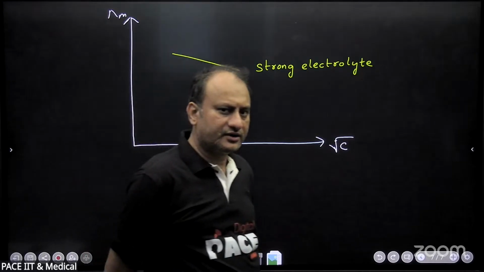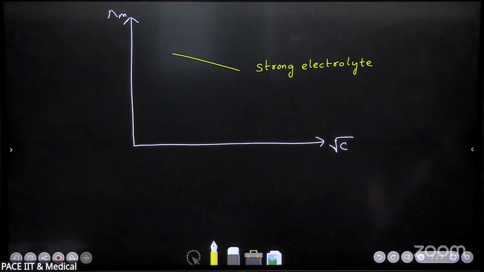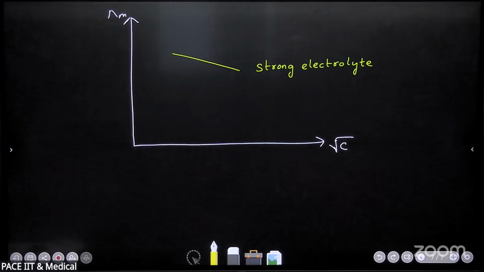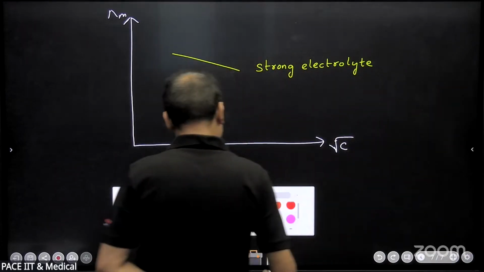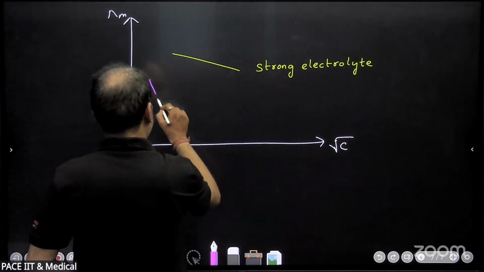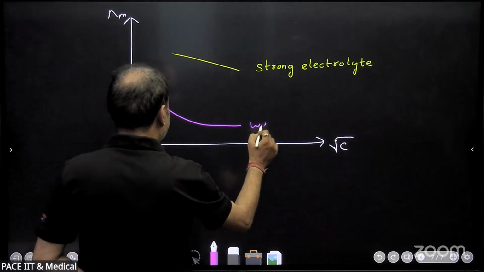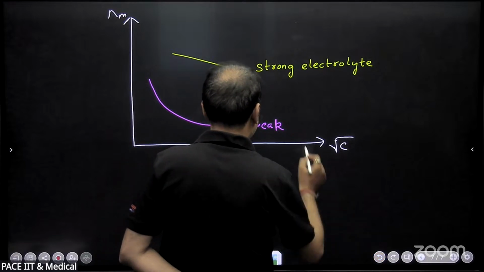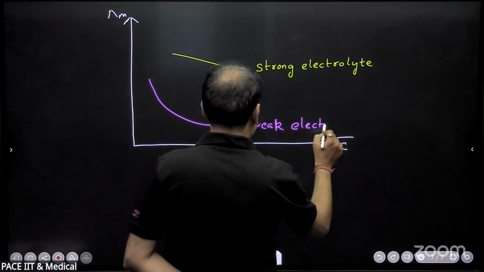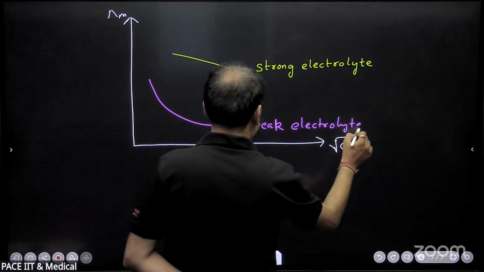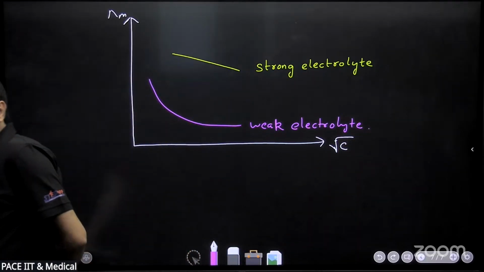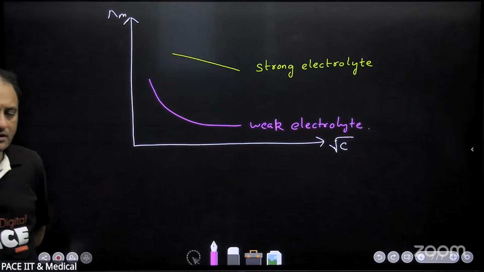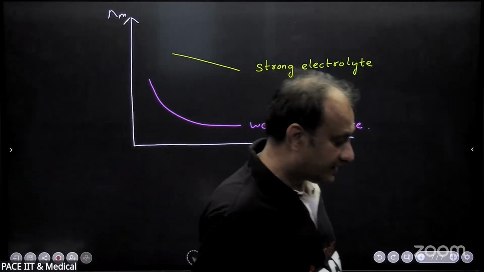So for a strong electrolyte, lambda m versus root C graph was a straight line. But for a weak electrolyte, it was a curve, not any specific shape. So this is what they found for different electrolytes.